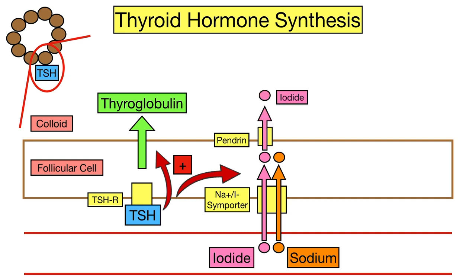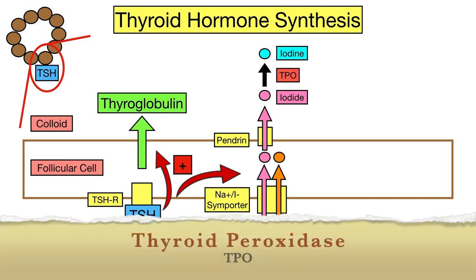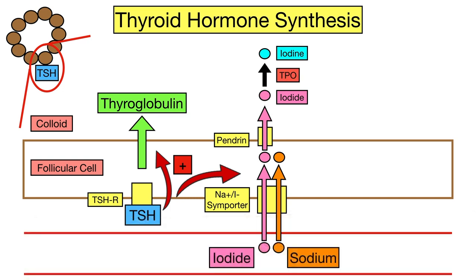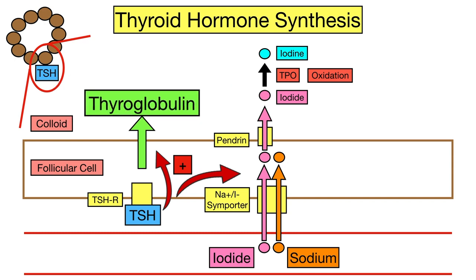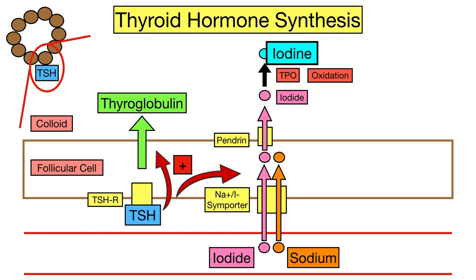Once iodide is in the follicular cell, it will enter the colloid through a transporter called pendrin. Now that iodide is inside the lumen of the follicle, the thyroid is picky and it wants iodine, not iodide. So it uses an enzyme called thyroid peroxidase, or TPO, to convert iodide into iodine. This process is known as iodide oxidation because we are losing electrons to form iodine. Now we have our two ingredients to make thyroid hormone. We have thyroglobulin and we have iodine. Now it's time to combine these two ingredients.